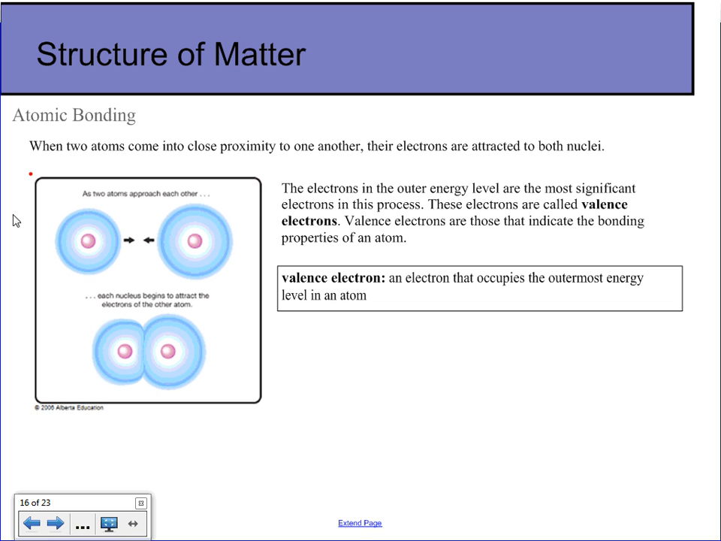So as we can see here, as two atoms approach each other, each nucleus begins to attract the electrons of the other atom, and they become bonded. Okay, the nuclei do not just smack together and form one nucleus. They still have separate nuclei. Their electron clouds are really what is interacting.